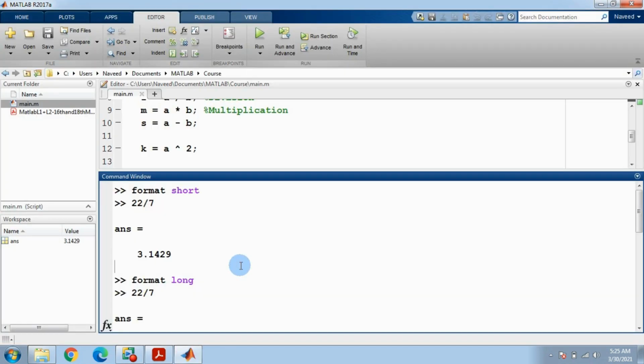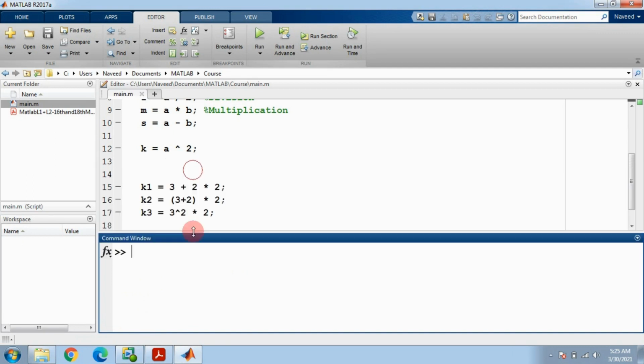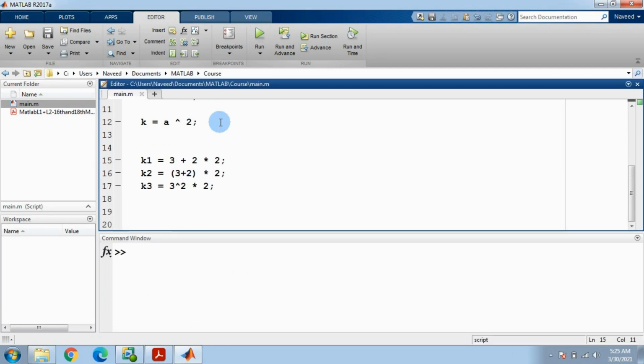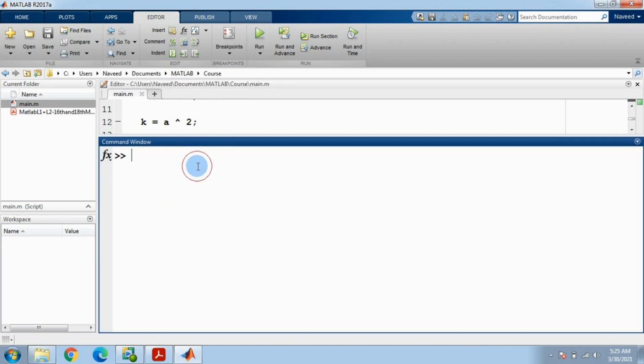So I'll again clear these and then clear the command window. You can write it here line by line and then execute it, or you can write it in the script and then run it in order to generate the results. But for just the demonstration purposes, I'd mostly stick with the command window because it instantly generates the results, and we see the results instantly, so that's why.